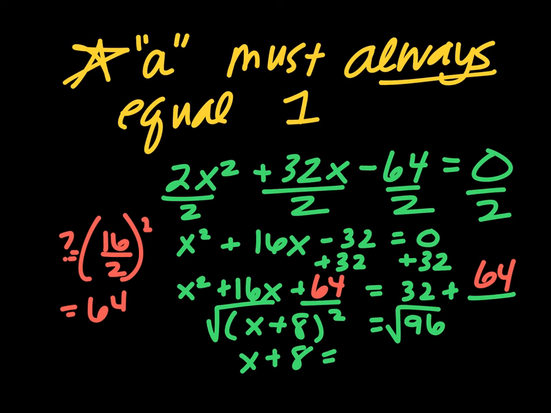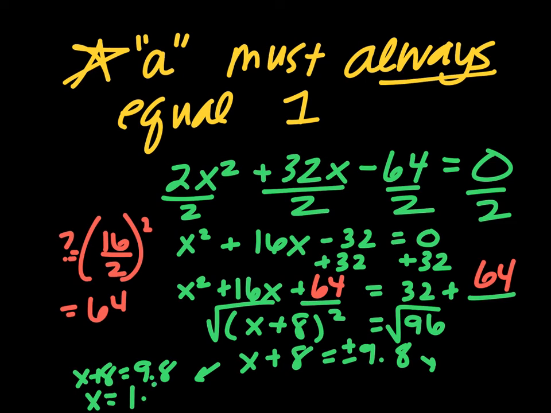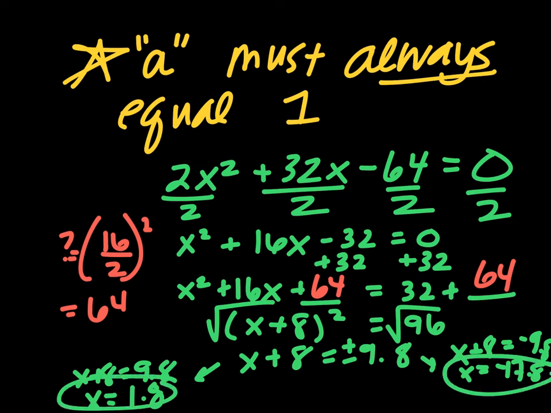is equal to plus or minus the square root of 96, which is 9.8 actually, when we round. And so my two equations are x plus 8 equals positive 9.8, which gives me that x is 1.8, or x plus 8 is negative 9.8, which gives me that x is negative 17.8. So those are my two values of x.